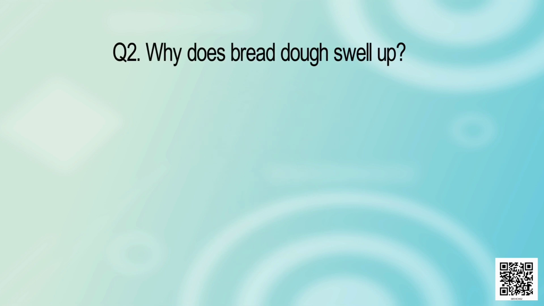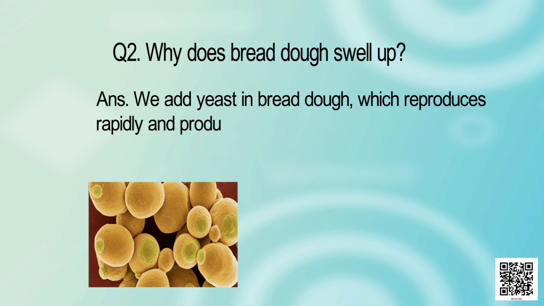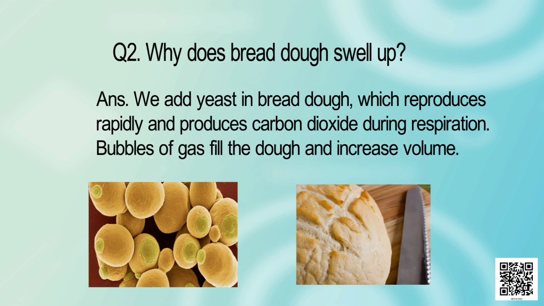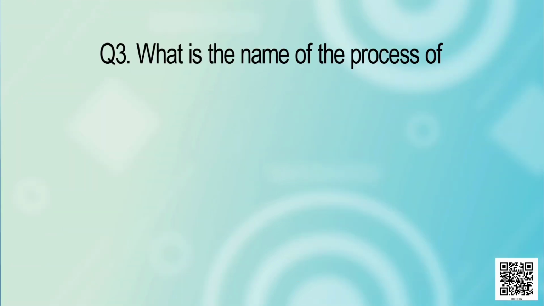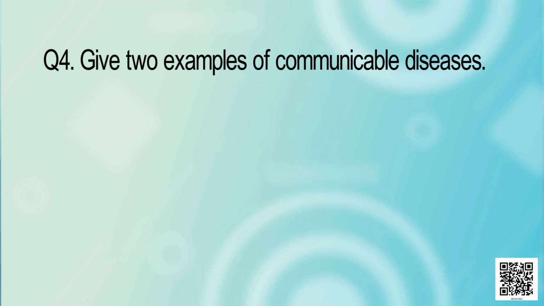Why does bread dough swell up? The answer is, we add yeast in bread dough, which reproduces rapidly and produces carbon dioxide during respiration. Bubbles of gas fill the dough and increase its volume. Next question. What is the name of the process of conversion of sugar into alcohol? Yes, the answer is fermentation. Next question. Give 2 examples of communicable diseases. And the answer is cholera and common cold.